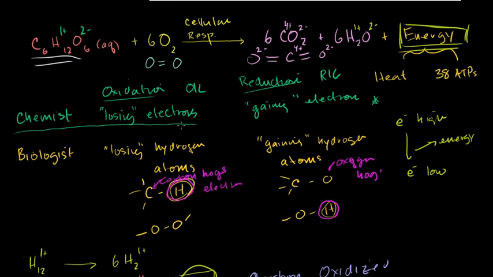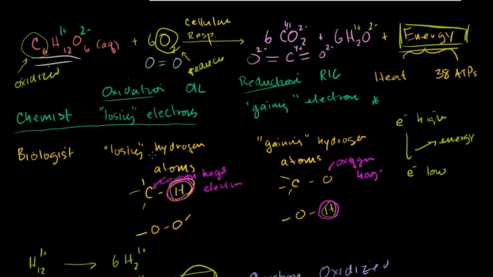So far we talked a little bit about how a chemist views oxidation. I touched in the beginning of the video on how a biologist views oxidation. And then we saw that cellular respiration from a chemist's point of view clearly shows that the carbon is being oxidized. It's losing electrons. And the oxygen is being reduced. It's gaining electrons. The electrons are going from this carbon, essentially to these oxygens right here.